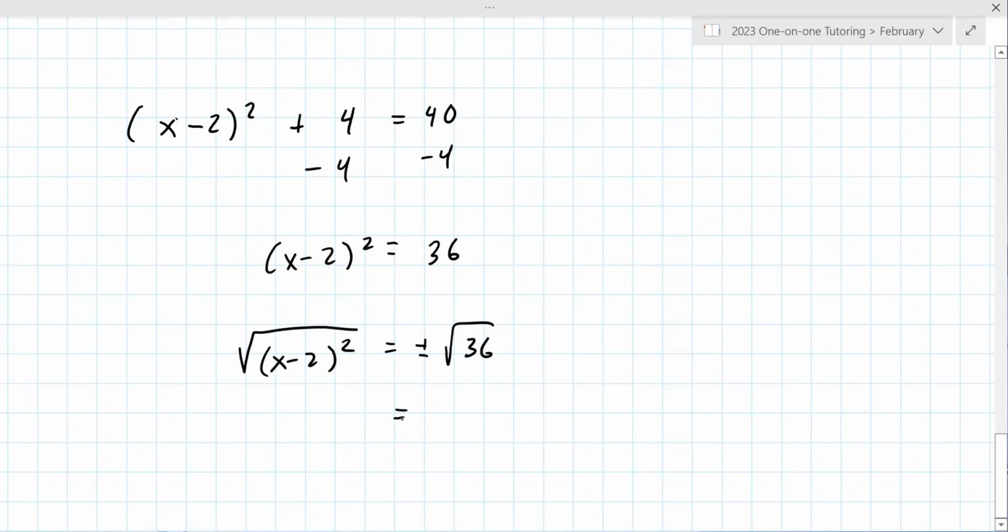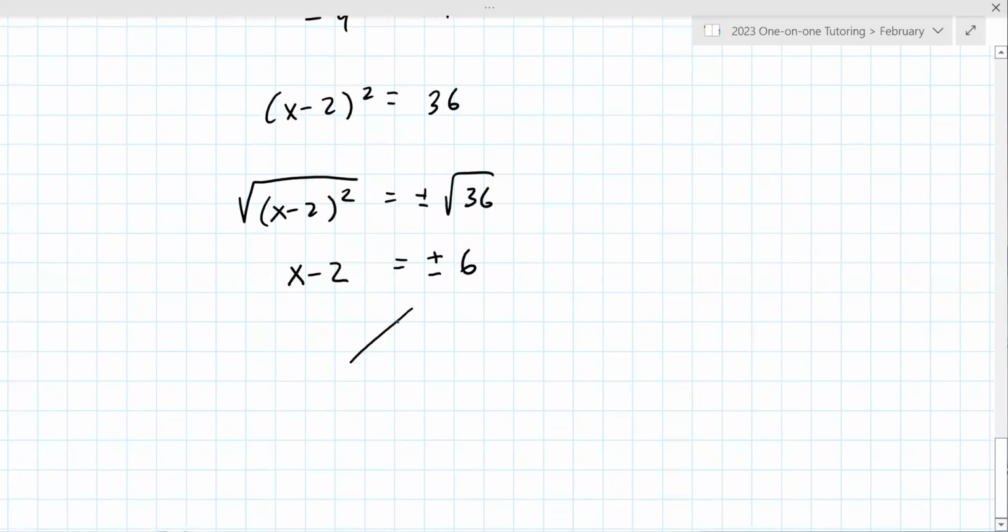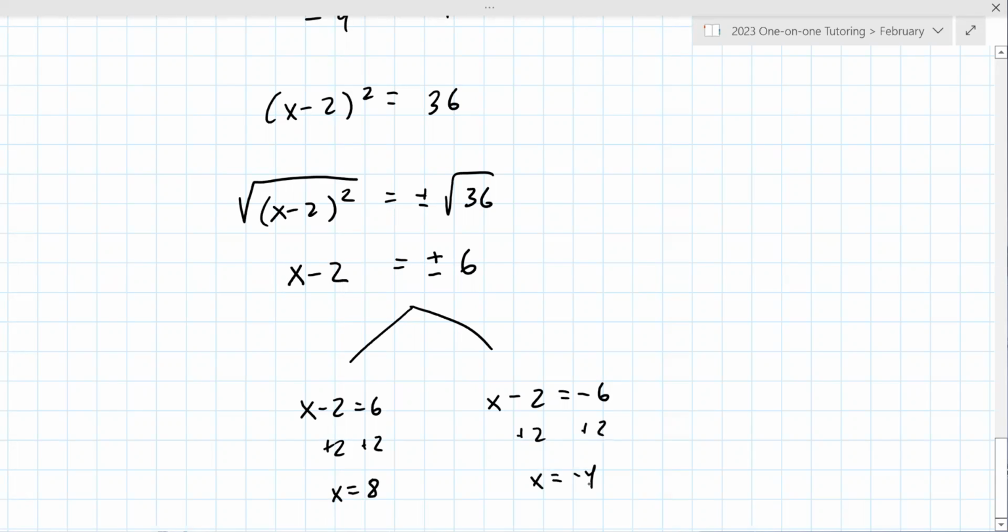What's on the right side? On the right side will be 6. Plus or minus 6. Very important there. They're both correct, and it's easy to forget one or leave one out. So now this is the case 1, case 2. x minus 2 equals 6, x minus 2 equals negative 6. Then you would add 2 to both sides. x equals 8. Add 2, add 2, x equals minus 4.